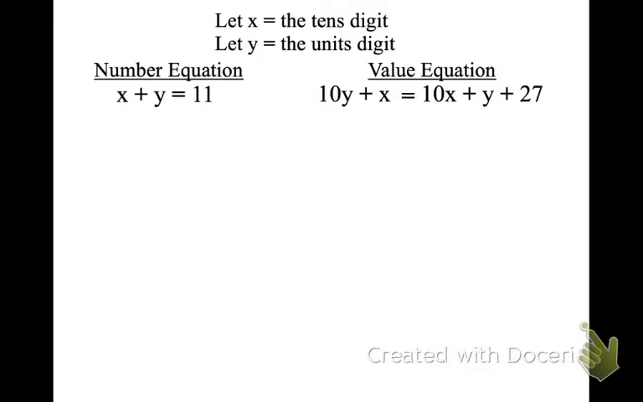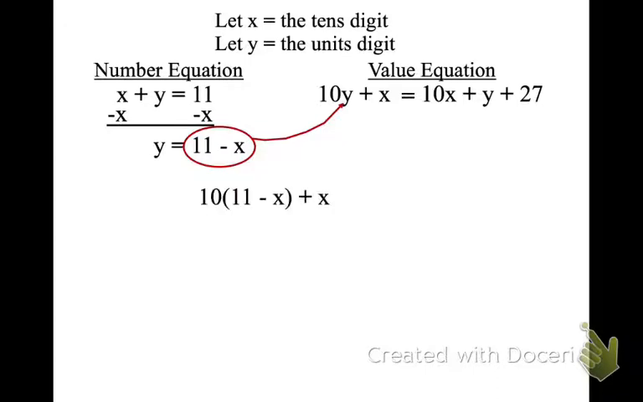So I'm going to get one variable alone. Doesn't matter which one, x or y, in the first equation. Let's get the y, so it's 11 minus x, and now I'm going to substitute it. Every time I see a y, I'm going to substitute in. So it would be 10 times the quantity of 11 minus x, plus x, equals 10x plus 11 minus x plus 27.